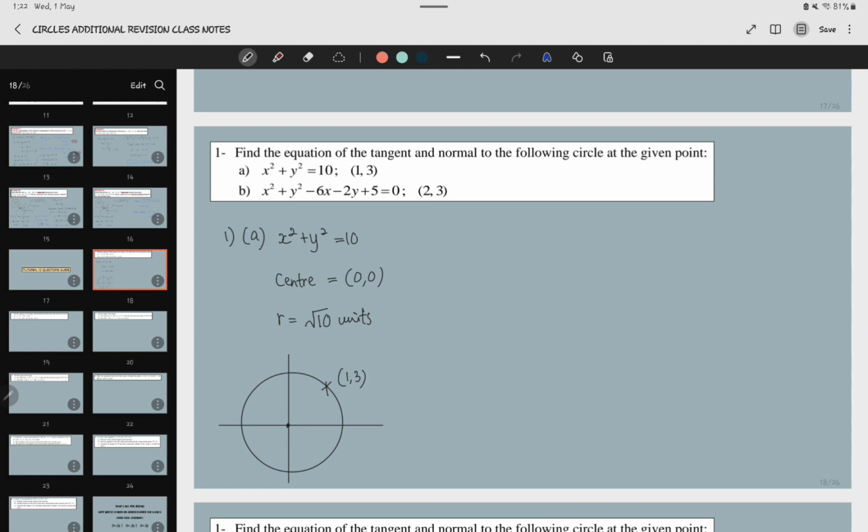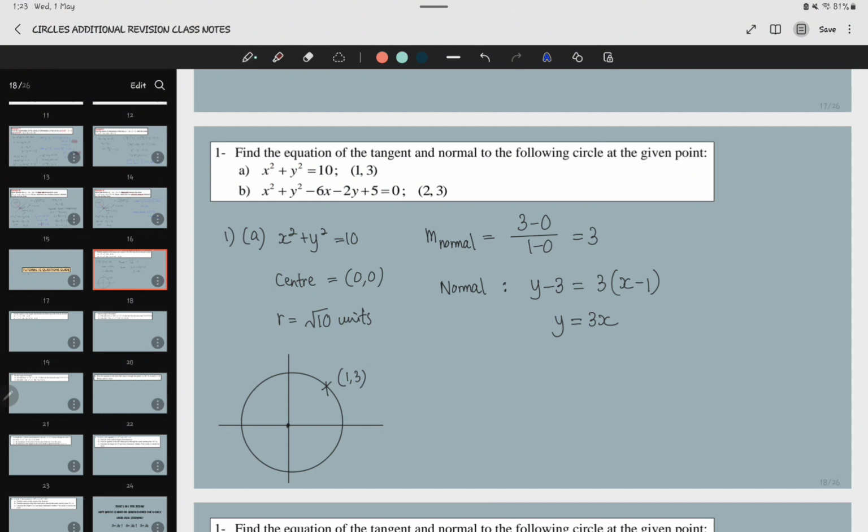Okay, so now they want the equation of the tangent and normal. So the normal is easy. We find the normal gradient. So m of your normal is y2 minus y1 over x2 minus x1. So it's 3. This one is the gradient of your normal. Therefore your normal will be the line y minus 3 equal m times x minus 1. So y equal 3x. This is your normal.